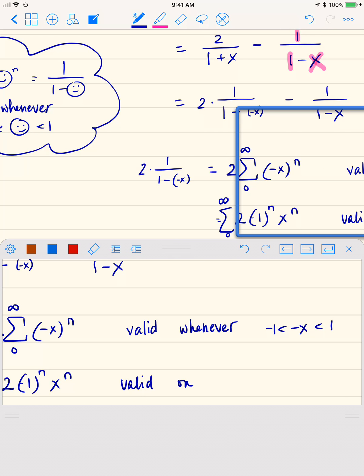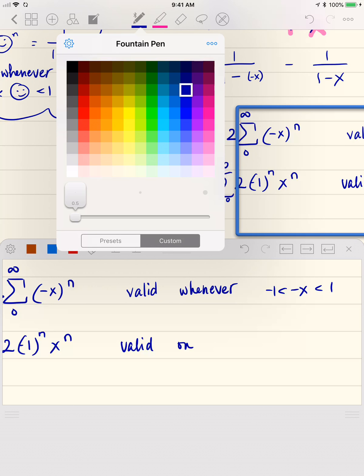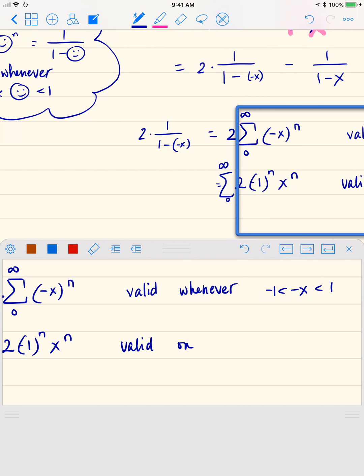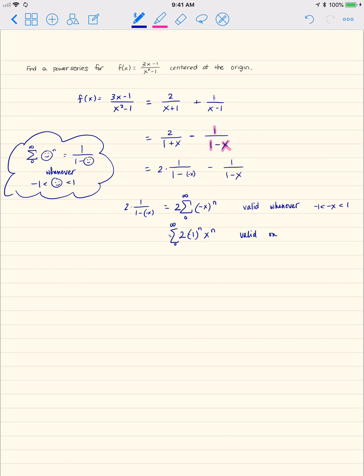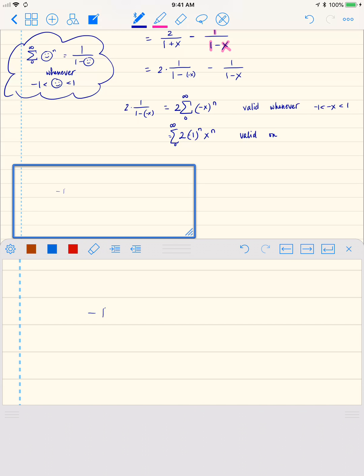now what does it mean for negative x to be in between negative 1 and 1? So let's see here. On the side, we can just write down negative 1 less than negative x less than 1. So write that as 2 different inequalities. The first one is saying that negative 1 is less than negative x, and the second inequality is saying that 1 is greater than negative x. Okay?